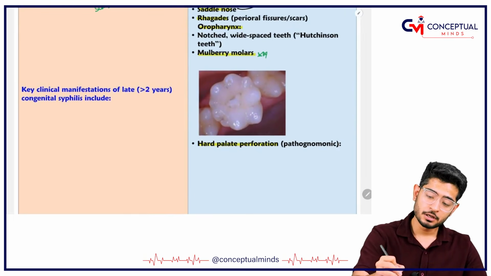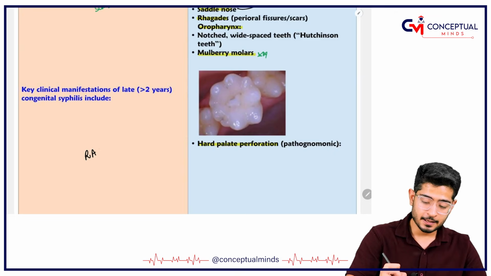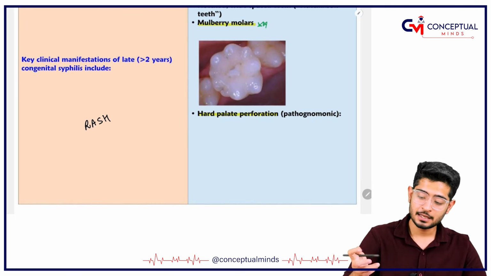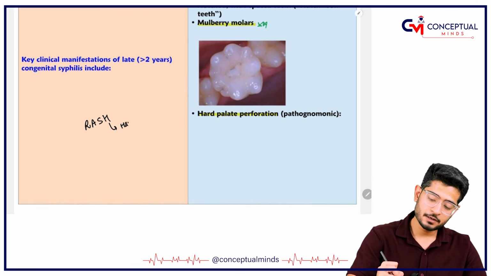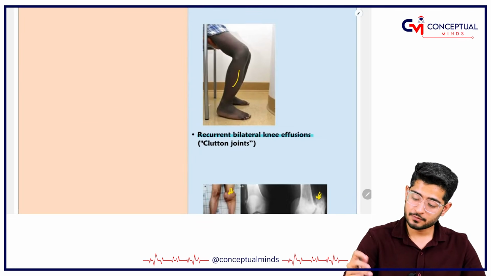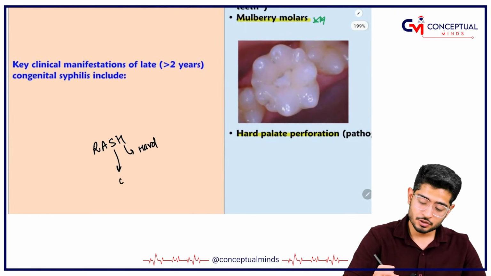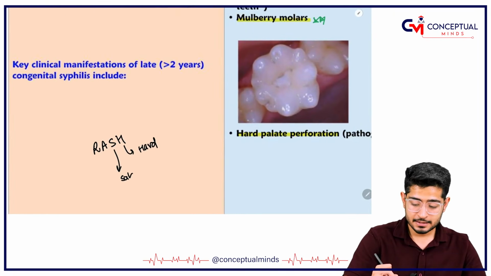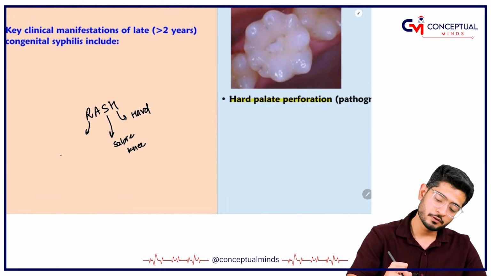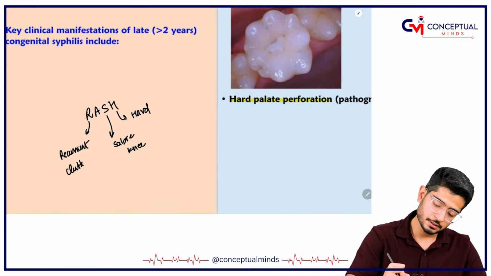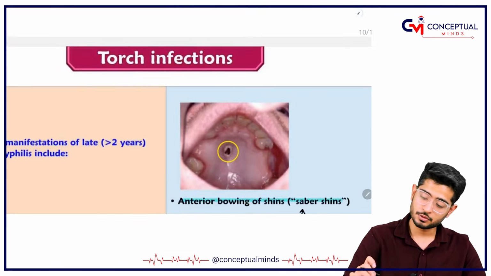So the mnemonic turns out to be RASH. Now what is RASH? H for hard palate, which is going to show perforation. S for saber shins, and of course the Clutton's, the recurrent knee effusions. Okay, Clutton's joints, or you can say the saber knee, which is going to be there. And then you have R for recurrent. Recurrent Clutton's joints are going to be there.